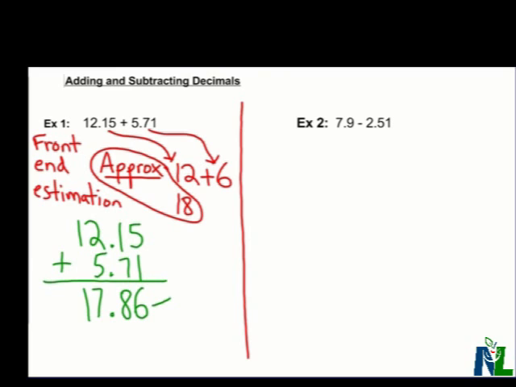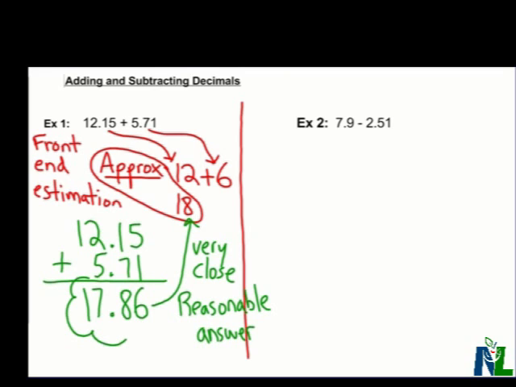And 17.86 is very close to our estimate. So we have a reasonable answer. And of course, this is the answer.